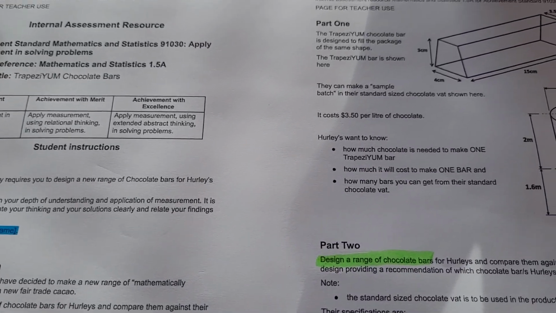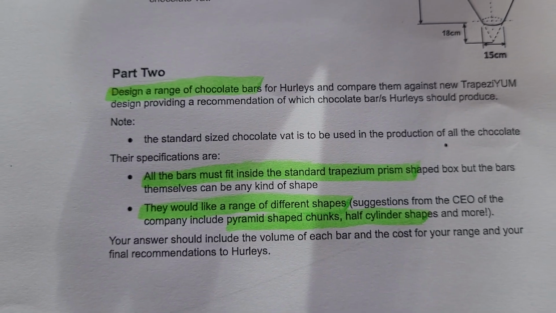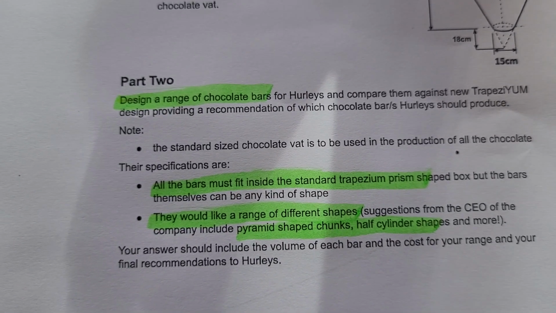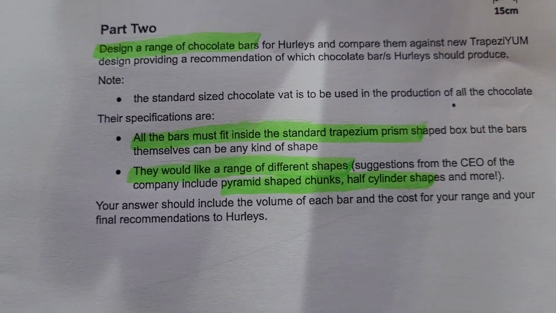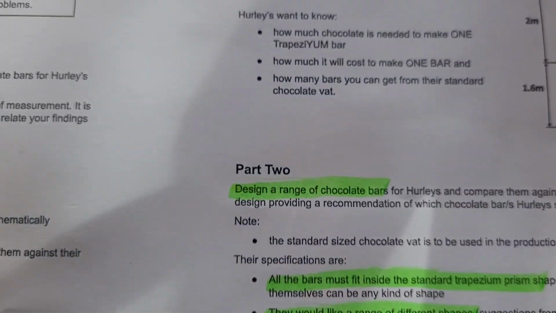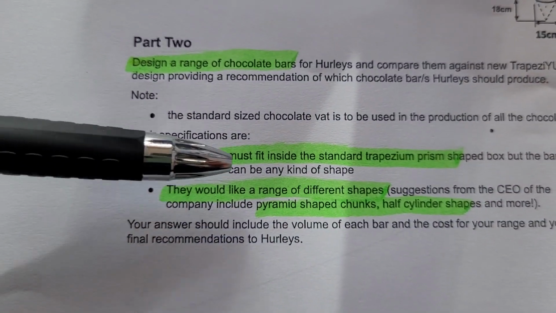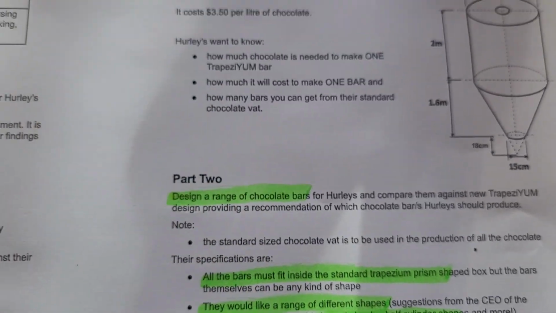Okay, just really quickly looking at what we did today. We did part 2. We want to design a range of chocolate bars. So what that means is more than one, like 2 or 3. And all the bars must fit inside the trapezium shape. So all the bars have got to fit in there. They can be any kinds of different shapes like pyramids or half cylinder shapes.